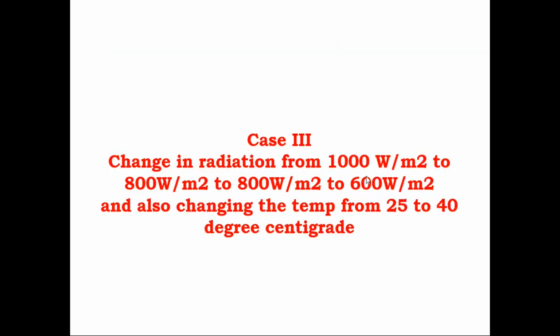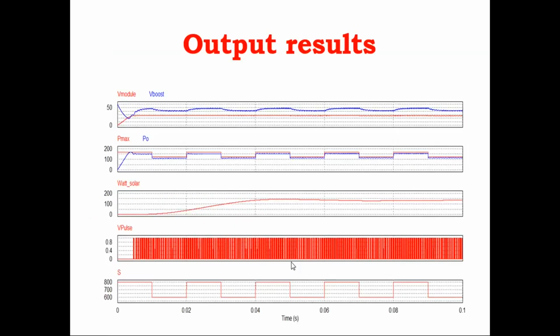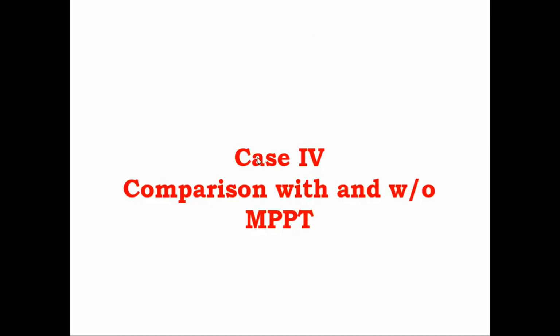In PS3, we are keeping the same thing, but now we'll change the temperature from 25 to 40 degrees. So again, there is a slight decrement in the efficiency and a slight decrement in the boosting voltage. This entire thing can be done at the 15 ohm resistance.